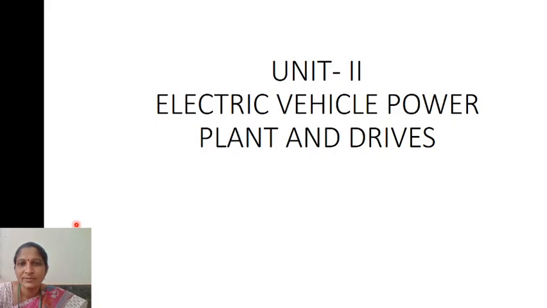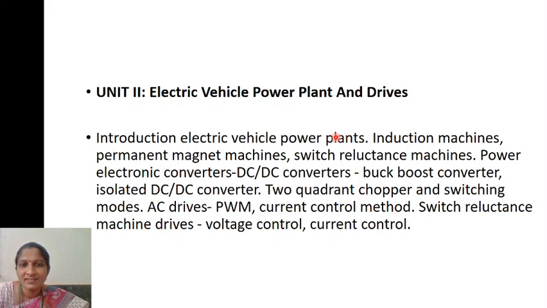Now I am going to tell about Unit 2 in electric vehicles. Unit 2 is nothing but the electric vehicle power plant and drives. The syllabus under this Unit 2 is Introduction to Electric Vehicle Power Plants, Induction Machines, Permanent Magnet Machines, Switched Reluctance Machines, Power Electronic Converters, that is DC to DC converters. Under DC to DC there is buck boost converter, isolated DC to DC converter, two quadrant chopper and switching modes. And also AC drives, PWM, current control methods, switched reluctance machine drives, voltage control and current control. So this is about the syllabus of Unit 2.